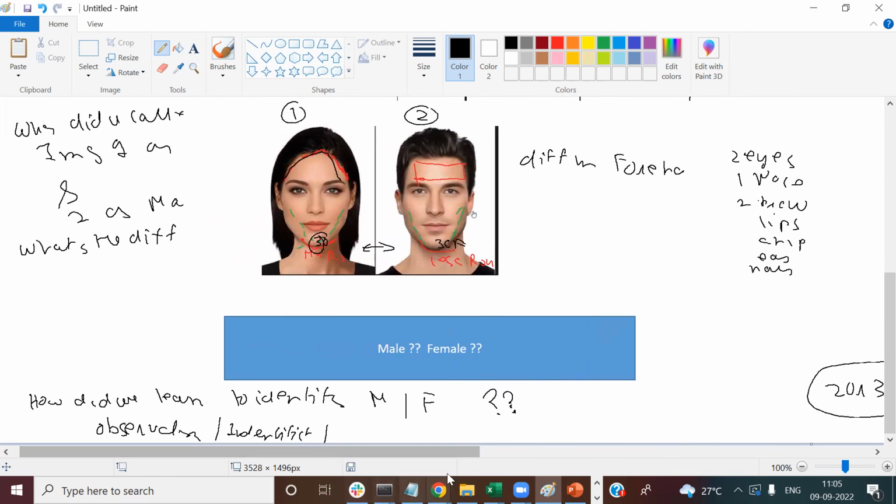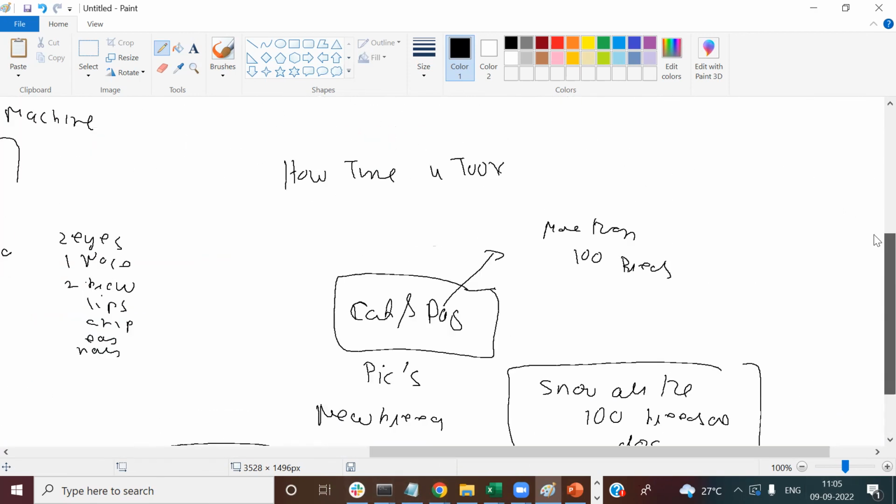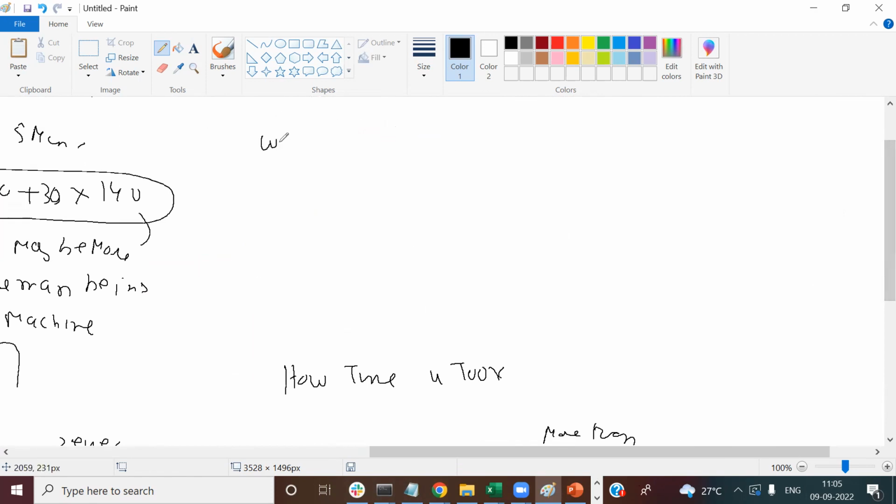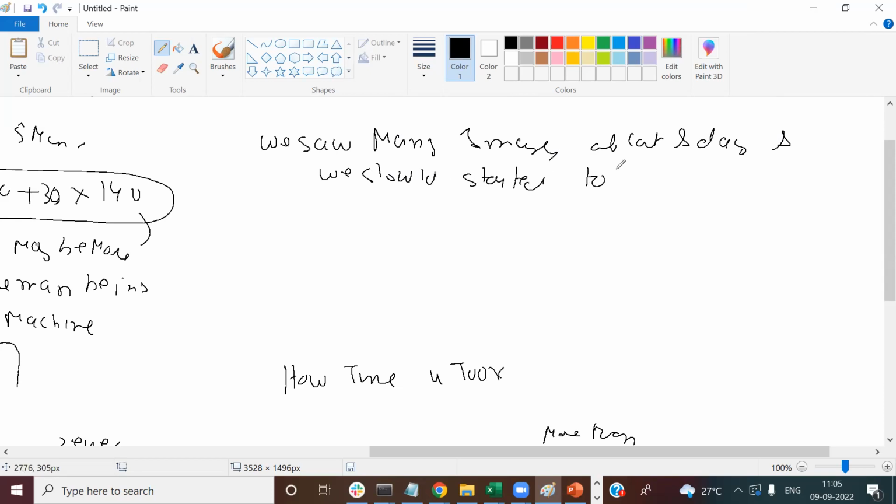So basically, how do human beings learn, or how did you learn? We saw many images of cat and dog, and we slowly started to learn and find, and I'll not say differentiate, between cat and dog. And cat and dog is just an example. It can be anything. So which one is male, which one is female? Okay, so you saw many images and you slowly learned them.